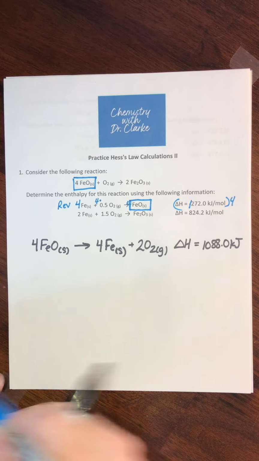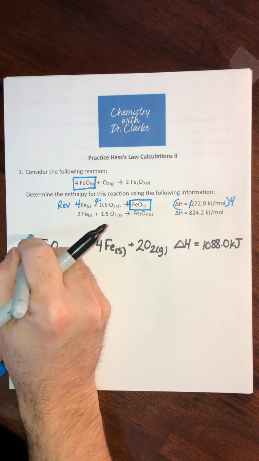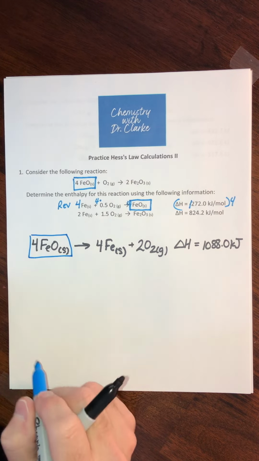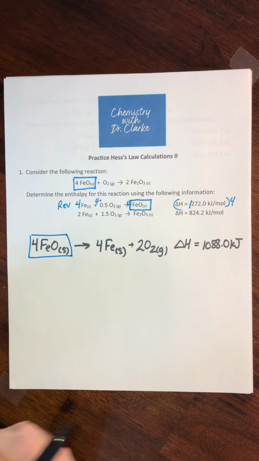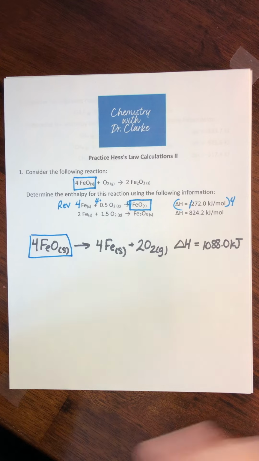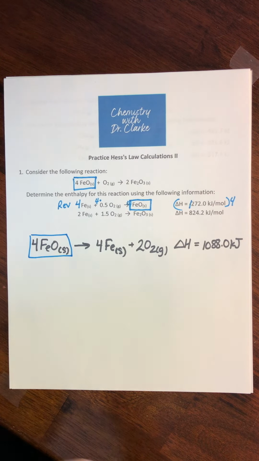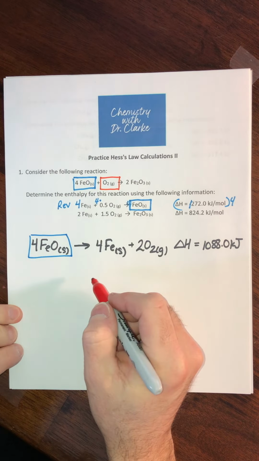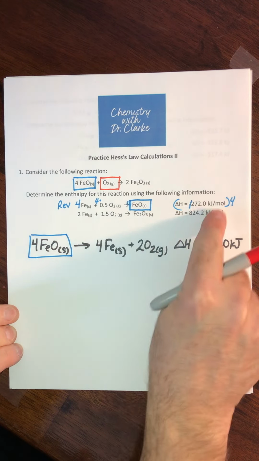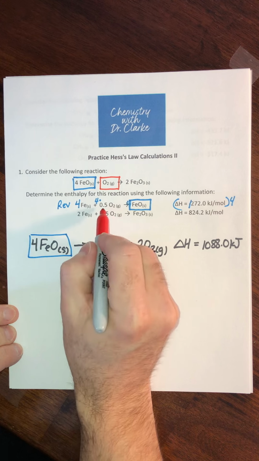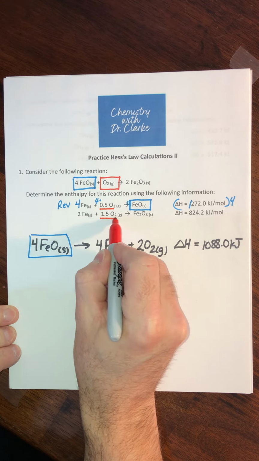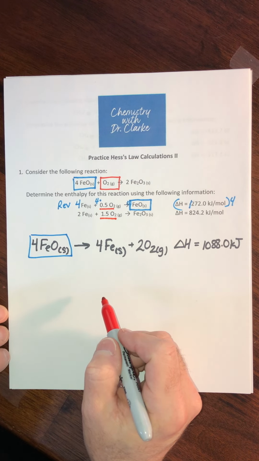Okay, now we just did a lot of work to get the 4 FeO solids as reactants. So let's put a little blue box around them so that way we can keep track of them. Now, the next thing in my target equation is the O2s. Now, if I come down and look at my given equations, I can see that the O2 shows up in the first equation, but it also shows up in the second equation.